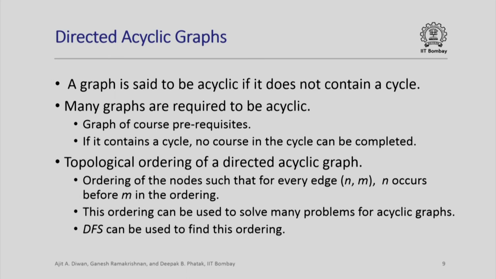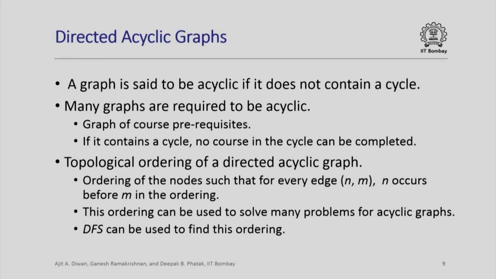Now, we can use similar ideas for many other problems on graphs. So, we consider what are called directed acyclic graphs. A graph is acyclic if it does not contain a cycle. Many graphs in different applications are required to be acyclic. For example, a graph of course prerequisites cannot have a cycle, because that would mean that you cannot start on any of those courses. Every course has a prerequisite which is in the cycle. So, then there is no course that you can start on at all. So, this graph surely cannot have a cycle.